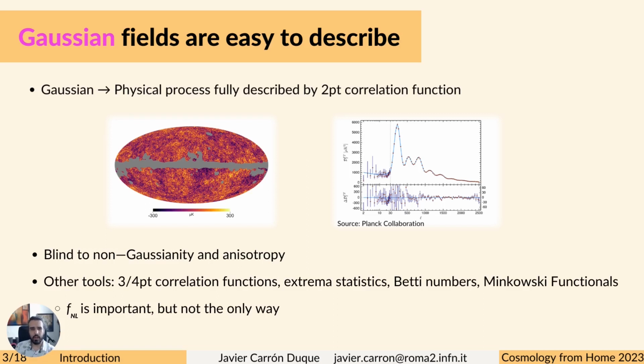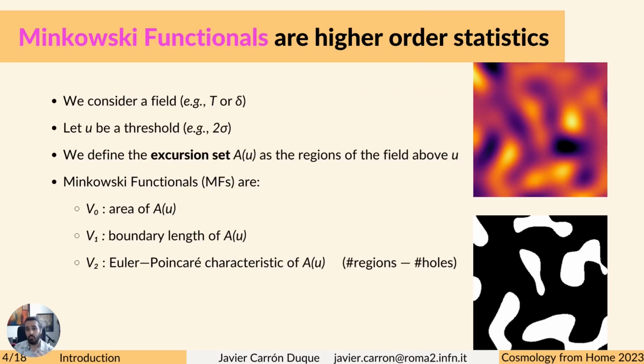Before I continue, I just want to say that when we talk about non-Gaussianities, we often focus on fNL. And fNL is very important. It's a parameter that characterizes a certain kind of non-Gaussianity. And if we measure it, great. But it's not all the possible non-Gaussianities. So we still need additional tools that allow us to explore the full space of possible non-Gaussianities beyond fNL. And one way to do that is with Minkowski functionals.